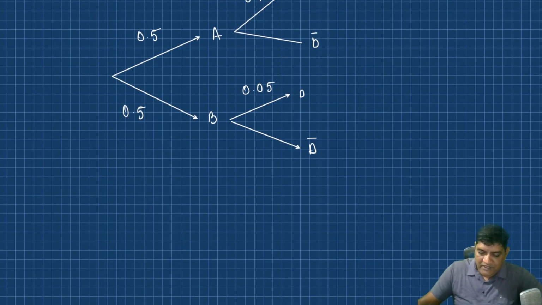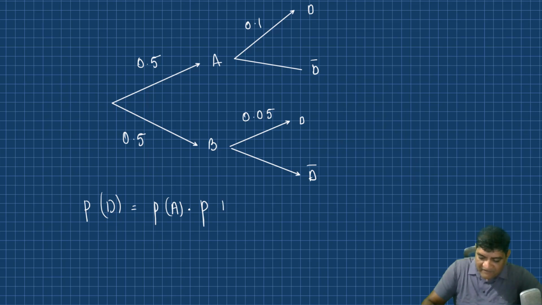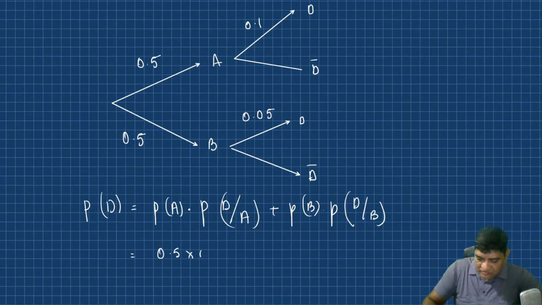So what I'm going to do here is to calculate the probability of defective. The probability of defective is otherwise a total probability. That can simply be calculated as probability of choosing machine A times probability of defective given that it's machine A, plus probability of choosing machine B times probability of defective given that it's machine B. So I've used conditional probability here. So this is going to be 0.5 times 0.1 plus 0.5 times 0.05.